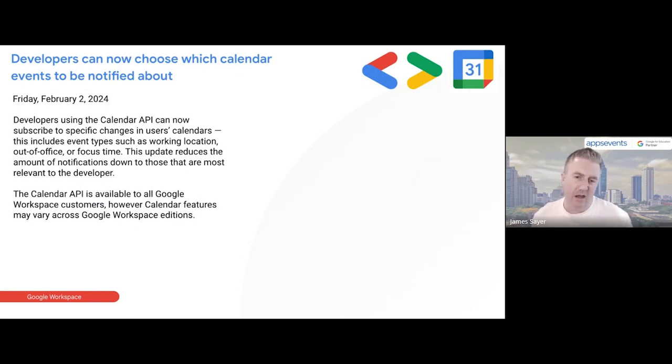This is an update to Google Calendar for developers. If you're using the Classroom API, you have granular control upon which updates or notifications you're going to receive from your users. Again, probably a little tech heavy on this one, but if you are using the Calendar API, you have better control of those notifications.